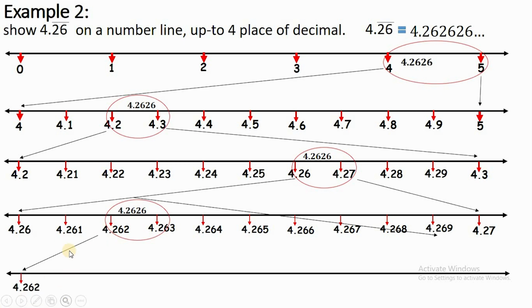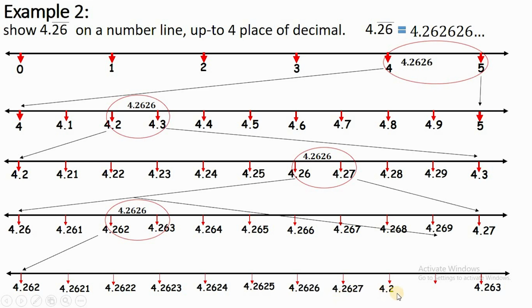Here we'll write 4.262 and here we'll write 4.263, and we'll divide this line in 10 equal parts and we'll write all the numbers, that is 4.2621, 4.2622, 4.2623, 4.2624, 4.2625, 4.2626, 4.2627, 4.2628, 4.2629, and last one is 4.263. So now here we get the required number, that is 4.2626 on the number line.